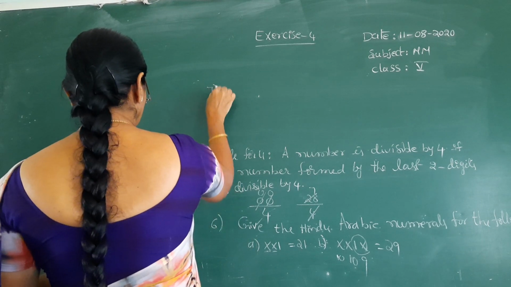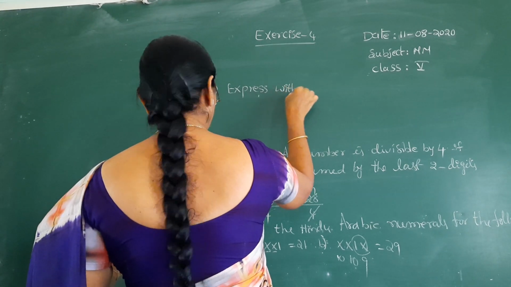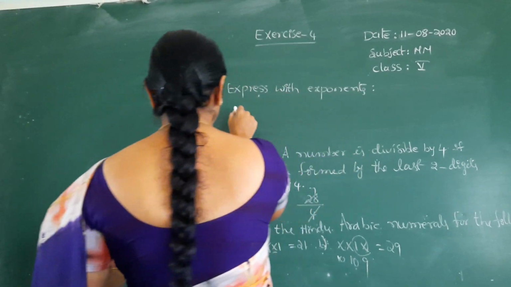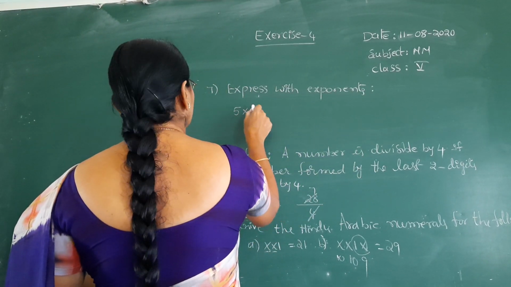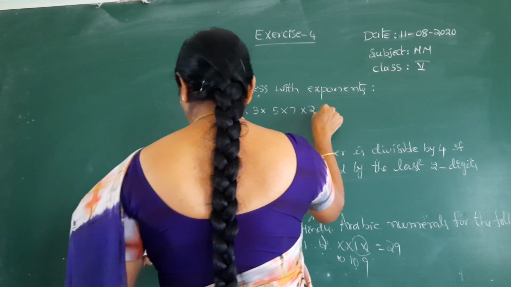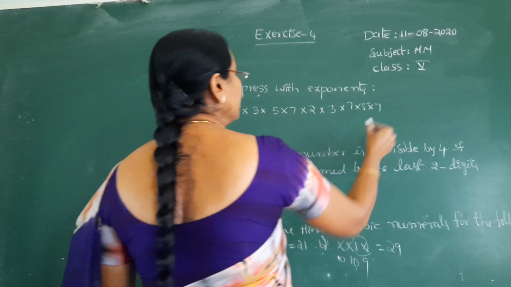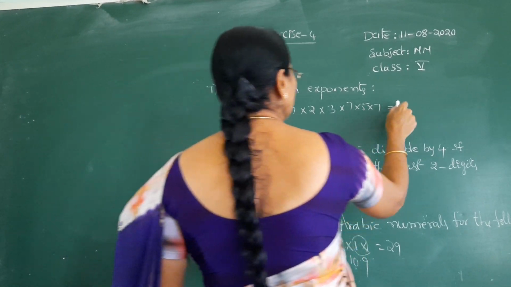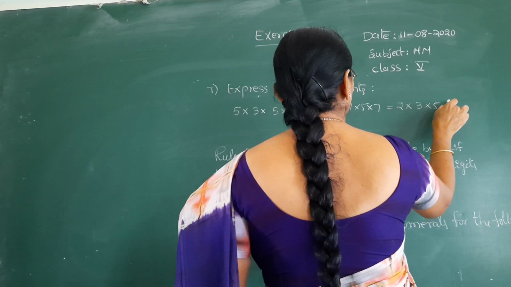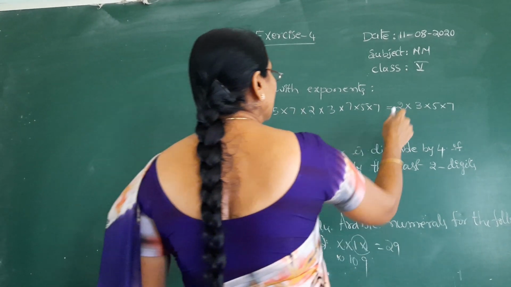Express with exponents. See here they have given the prime factorization: 5 into 3 into 5 into 7 into 2 into 3 into 7 into 5 into 7. They are asking to write this as exponents. First, whatever prime numbers are involved in that product, we have to write here. 2 is involved, and 3, 5, 7. How many times will 2 be multiplied? We see here 1 time only.